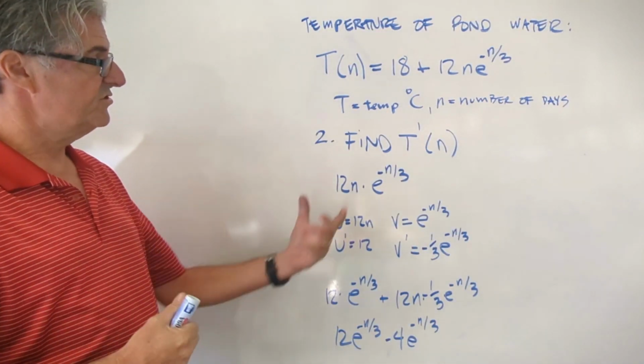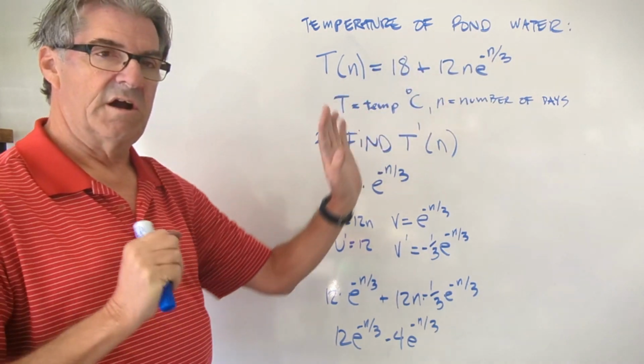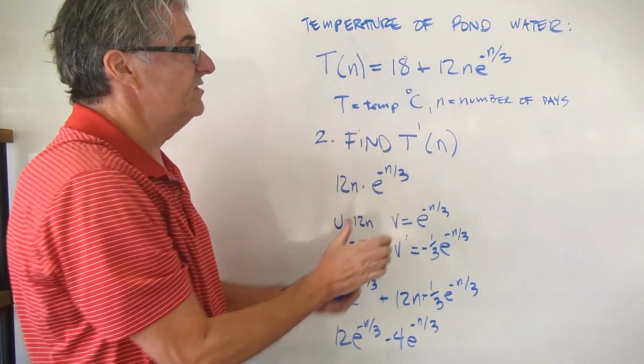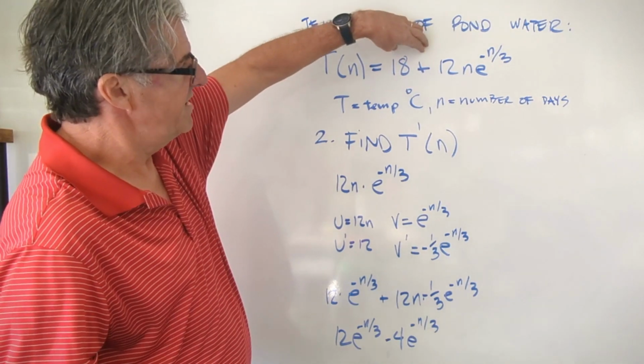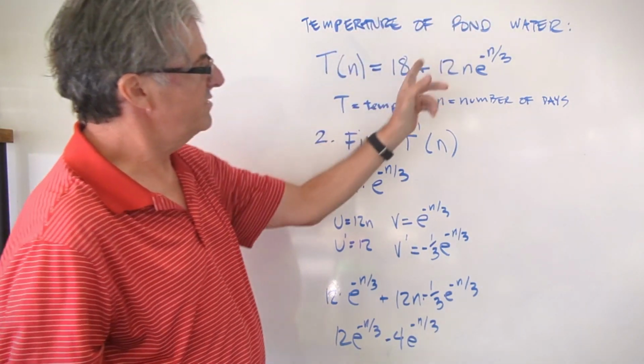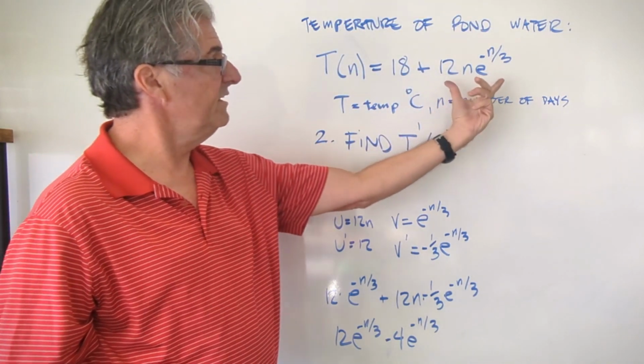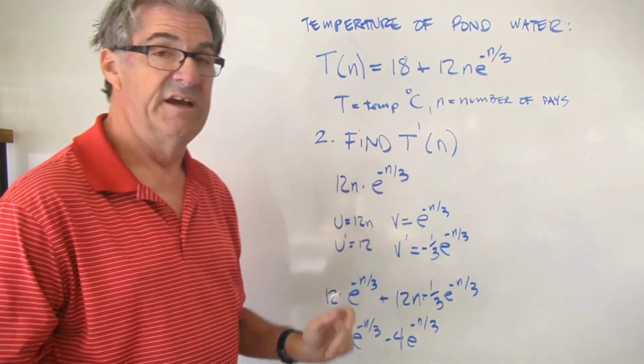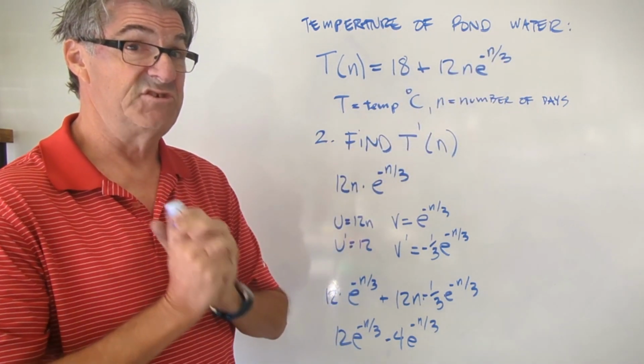So to do the derivative of this function, a couple things to notice. First off, this goes away. Normally we would take the derivative of this and we'd add it to the derivative of that, but we don't. That goes away. So all we really need is the derivative of 12n e to the minus n over 3. And it's actually not as bad as you might think.